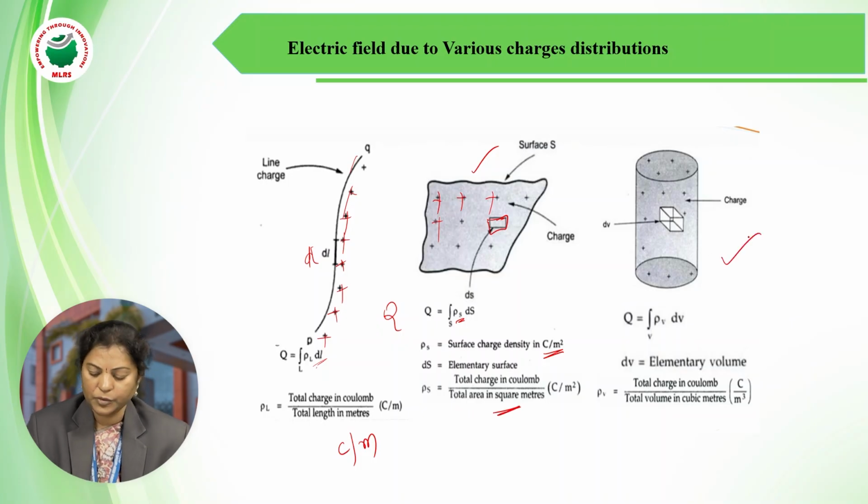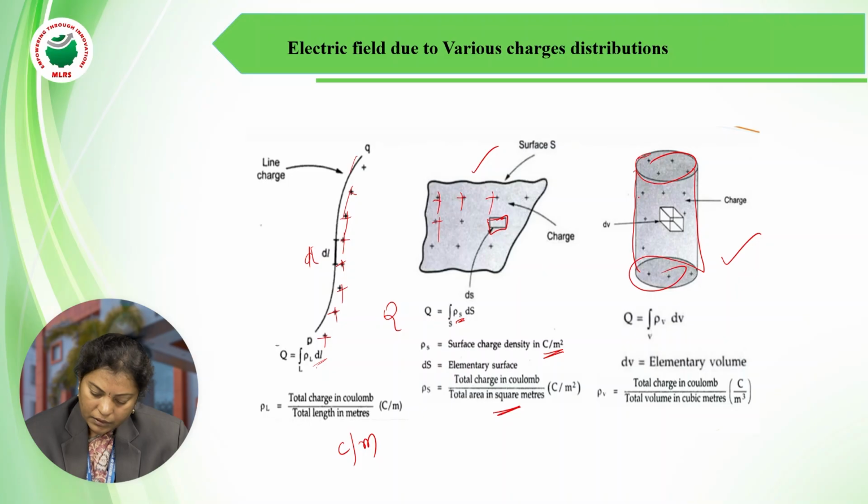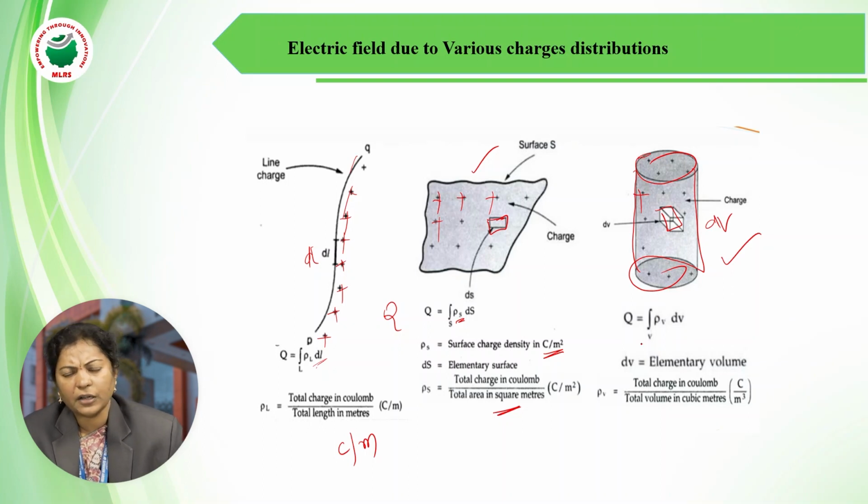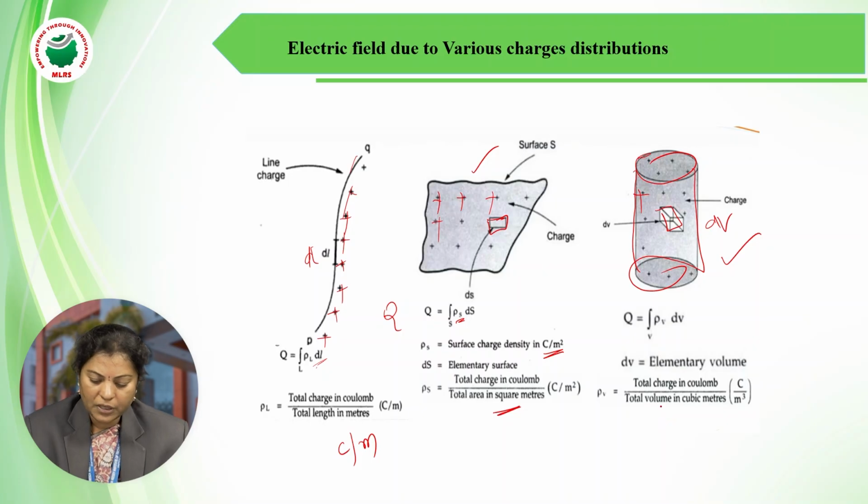Next, coming to the volume charge distribution, here I have taken a cylinder like this, and I have given a charge on this cylinder. I am also considering a differential volume, that is dV. The total charge is given by Q equal to the volume integral of rho V into dV, where dV is the differential volume and rho V is the total charge in Coulombs per total volume in cubic meters. So these are the various charge distributions in an electric field.